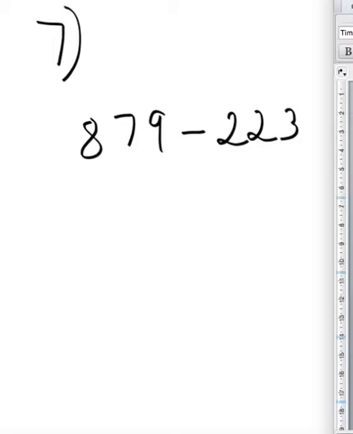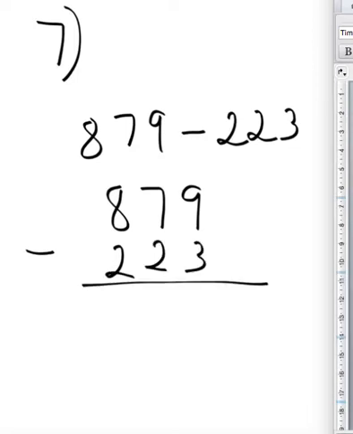Now, number 7, we are subtracting, and before we subtract, is our answer going to be a positive or a negative? We can see it will be positive because our large number, 879, is first. So larger number minus a small number will give us a positive. Now, when subtracting, we know the larger number must go on top, take away, and this is pretty easy because they all have the same amount of place values.